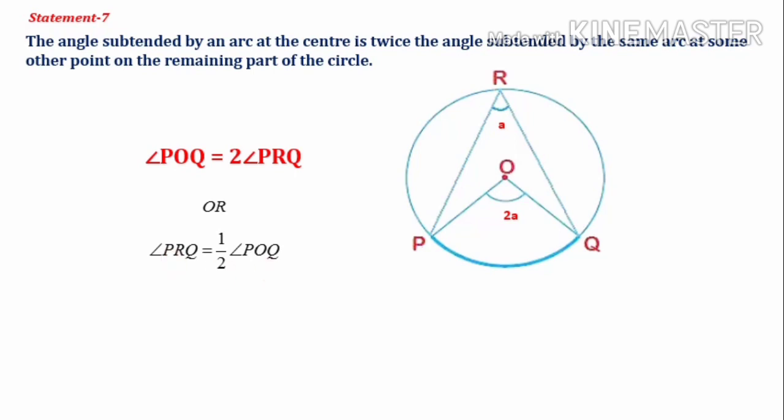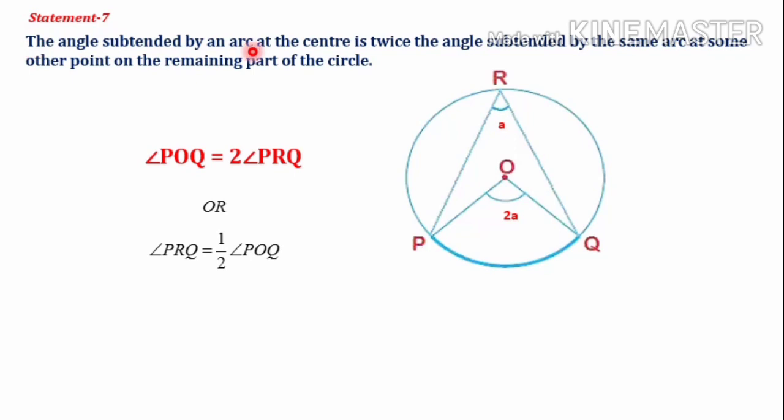In reverse order, if you say angle PRQ is the angle at the circumference, the angle at the circumference is half of the angle at the center. So any one you have to study, and you have to derive the other one. It's not a problem. The easy one is: angle at the center is twice the angle at the circumference.